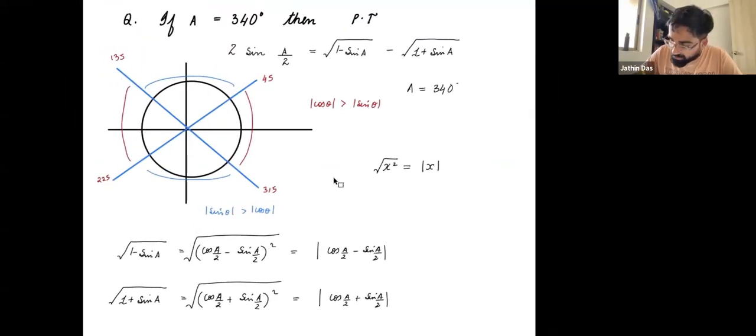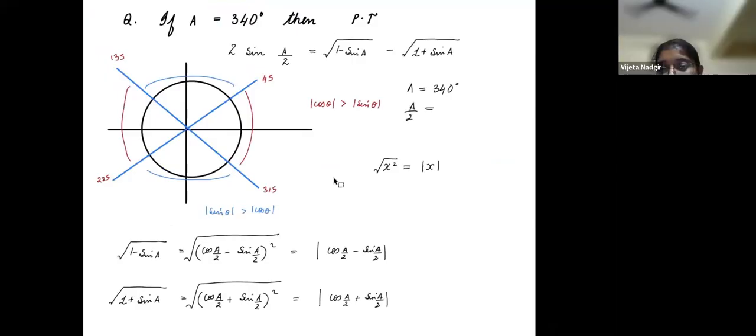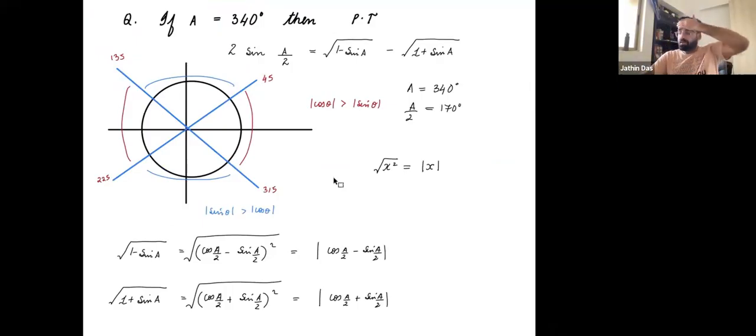A is 340 degrees. So A by 2 is 170. Correct, 170. Now, which quadrant? Quadrant first of all, the second quadrant. And which region? In this region, red.